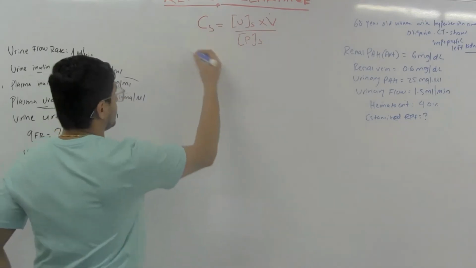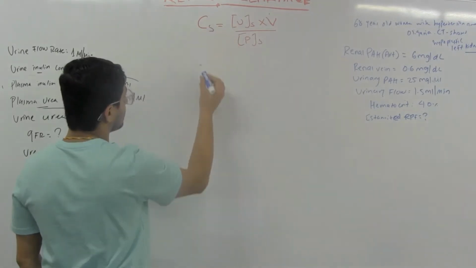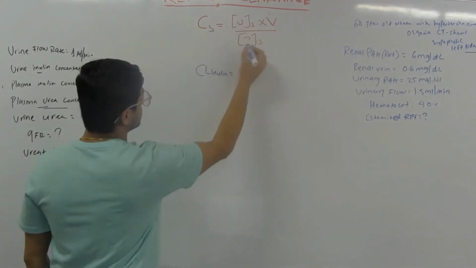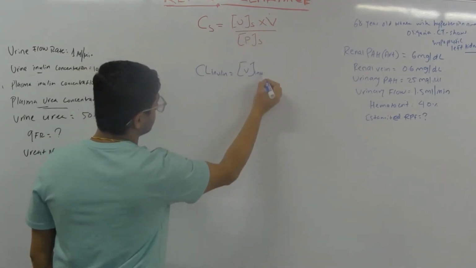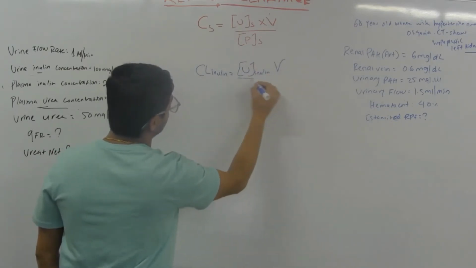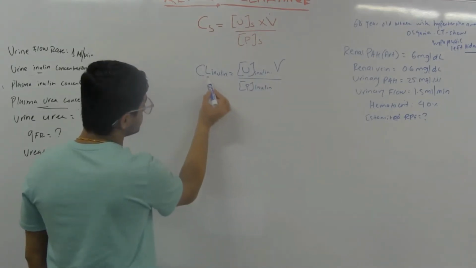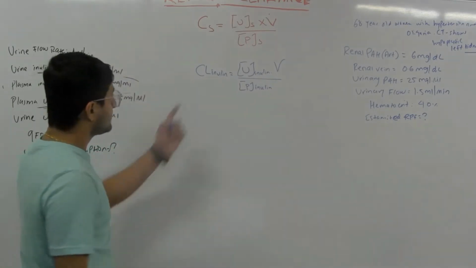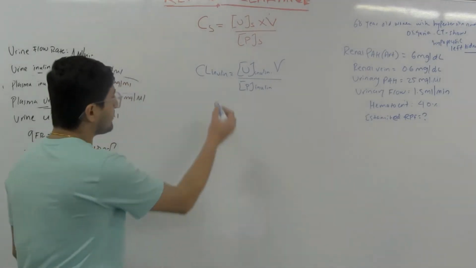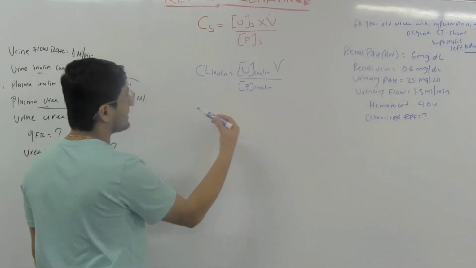Because remember, inulin gets filtered freely and does not get reabsorbed. So the clearance of inulin is equal to U inulin times V over the plasma concentration of inulin. This is the clearance rate we're talking about, because we're talking about time. The clearance rate is inversely proportional to the plasma inulin. So I can use this clearance of inulin as the indicator for GFR.